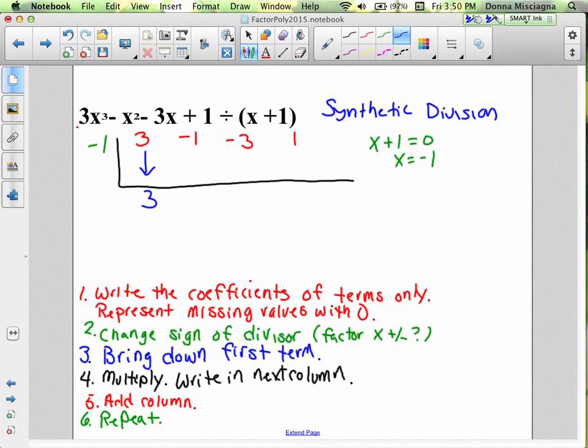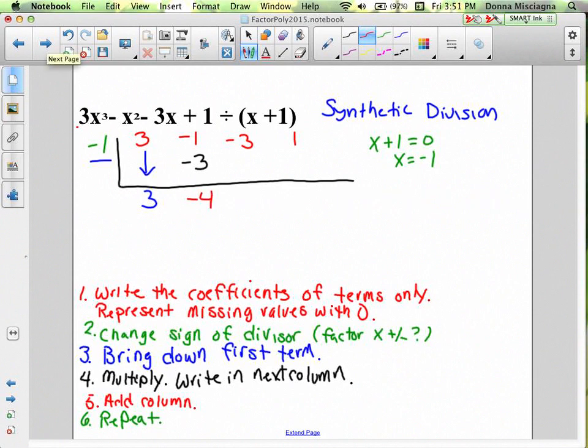All right, so I multiply times my 0, the value of x in my divisor. So 3 times -1 is -3. They're in the column, so I add those. By the way, I was trying to color-code so that you could follow the colors with the steps, and I messed up my color because multiply in the next column is in black. So 3 times -1 is -3. I write it in the next column, and now the step matches the color. And now we add the column. So -1 plus -3 is -4.